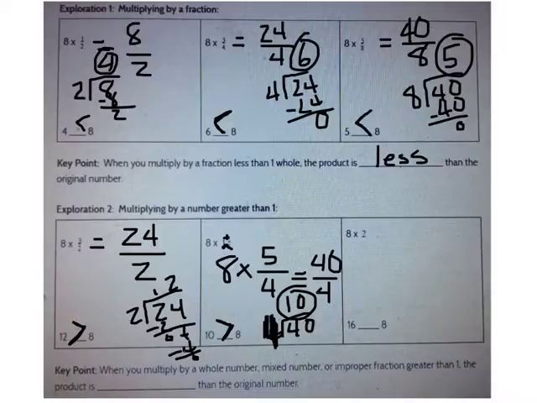Now let's do another. What's 8 times 2? 8 times 2 is 16. Is 16 less than, greater than, or equal to 8? 16 is greater than 8. So, what I learned here is when I multiply by a whole number, mixed number, or improper fraction greater than 1, the product is greater than the original number.